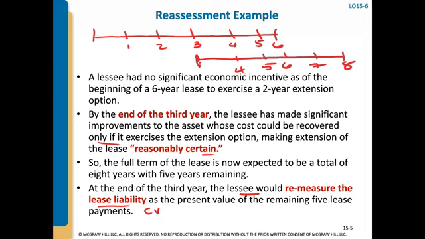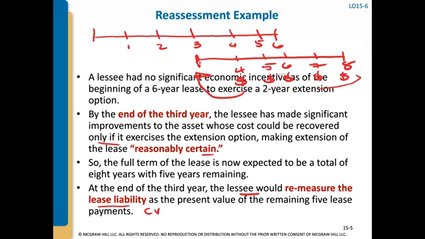And what the lessee needs to do now is, they have 5 payments, right? Because they extended the lease, they now have a 5-year lease remaining, and they have to look to see what their new lease payments will be for these next 5 years. They're going to have to present value those payments back to the end of year 3. So they're going to use n equals 5. And they're going to use whatever discount rate exists at the end of year 3 when they're reassessing that lease liability.